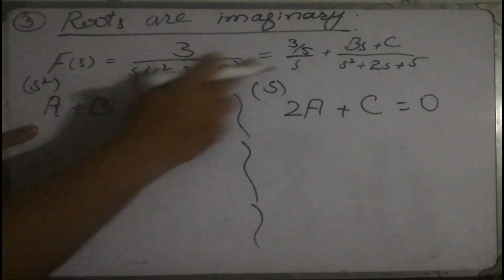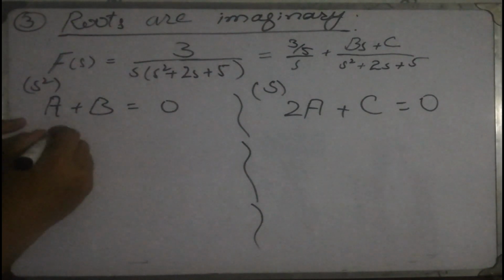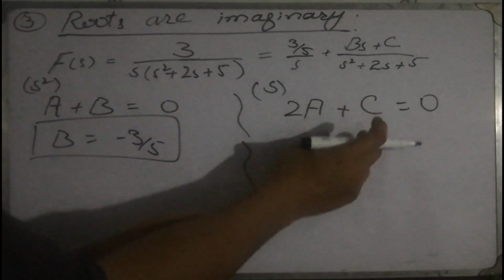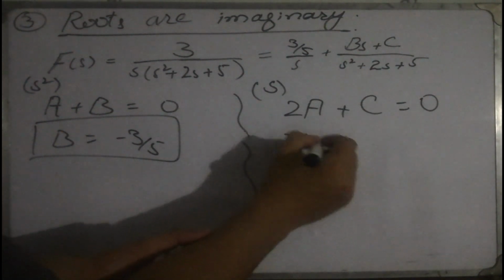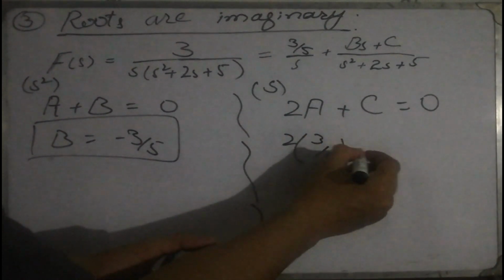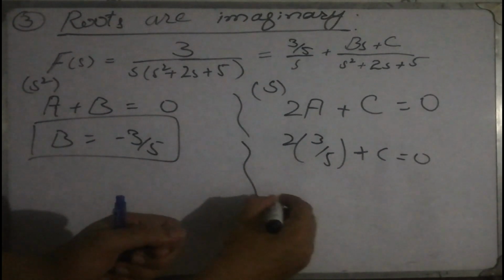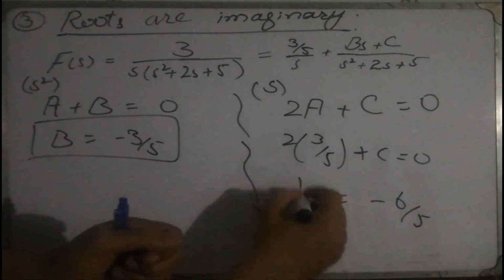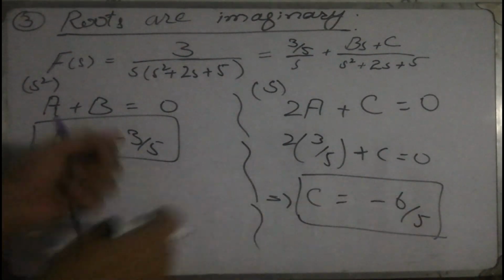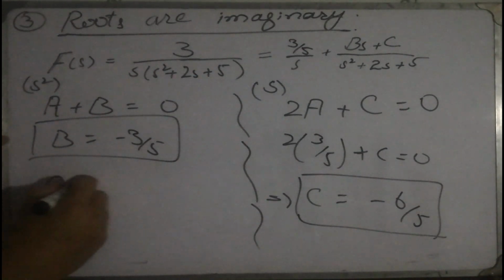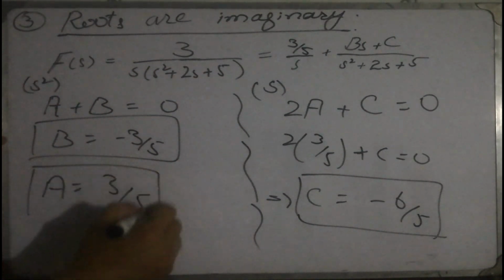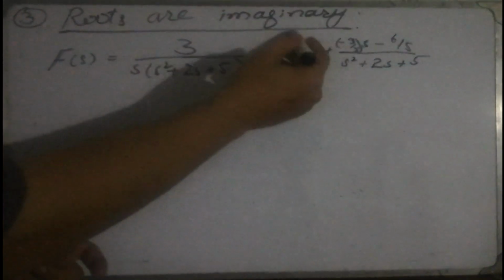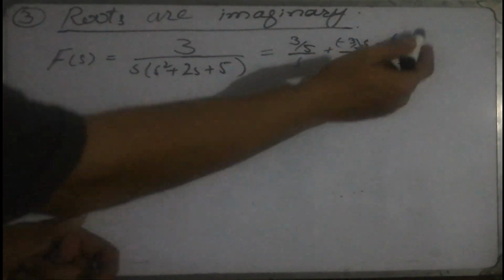So we already know the value of A is 3 by 5. It means our B would be equal to negative 3 by 5. In this case, we know that A is 3 by 5, and the coefficient of s is 0, that means our C would be equal to negative 6 divided by 5. Right? So we found A, B, and C, where A was 3 by 5. Now we have finally divided it into partial fractions with the constants 3 by 5, negative 3 by 5, and negative 6 by 5.